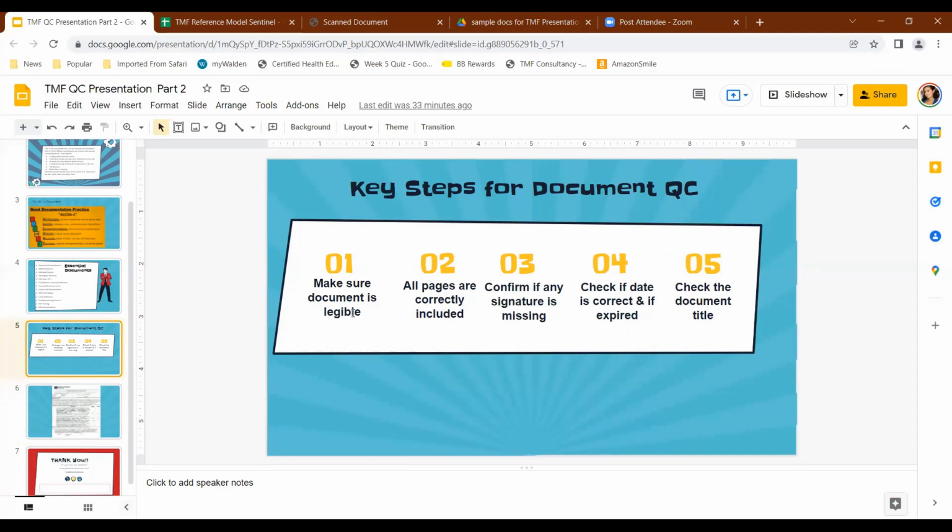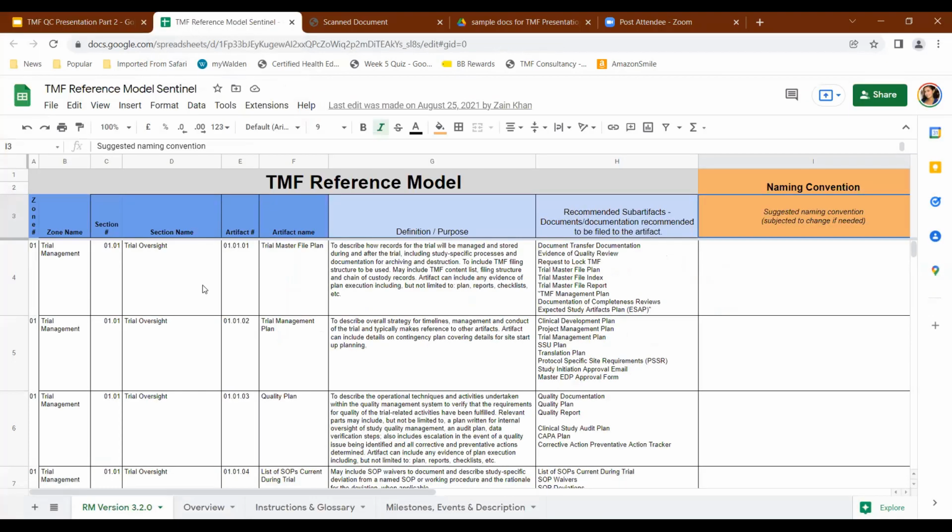Legible, as in you're able to read it. The signature was missing. And then also on the completeness, like were all the sections filled out? Was the date there, was it expired? 1572s don't really expire, so you don't have to worry about that. And then you can check the document title. And then let's go and see where you'd file it.